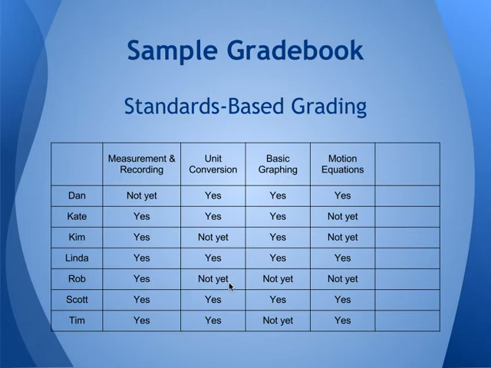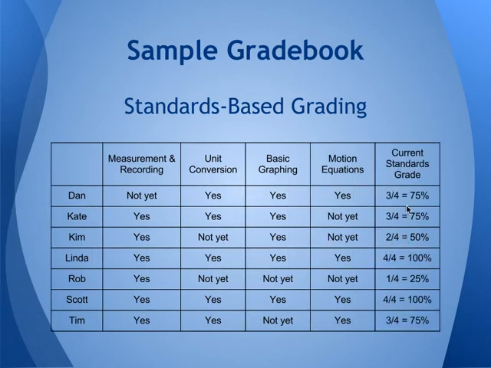He's on the way. And then at the end of the quarter, or even before the end of the quarter, in the gradebook, you would see something like this. We can see that the current standards grade for Dan is 75%, because at this moment today, he's only met the proficiency level in 3 of the 4 standards assigned. We see Linda and Scott, they have 100 because they already met all the learning goals. But Rob, he's at 25% right now.